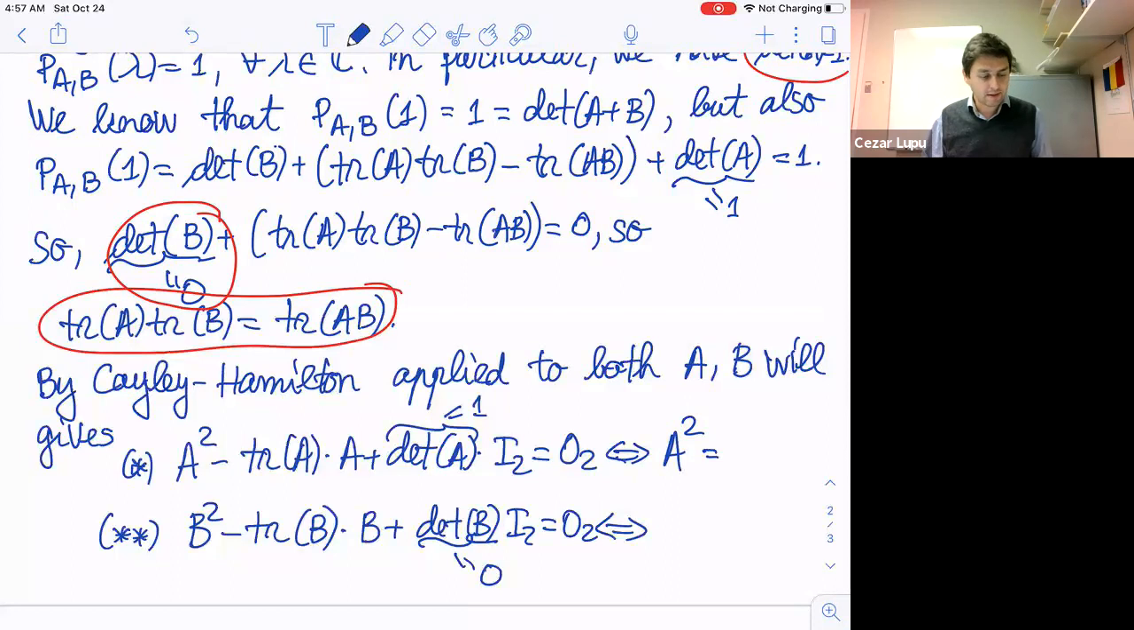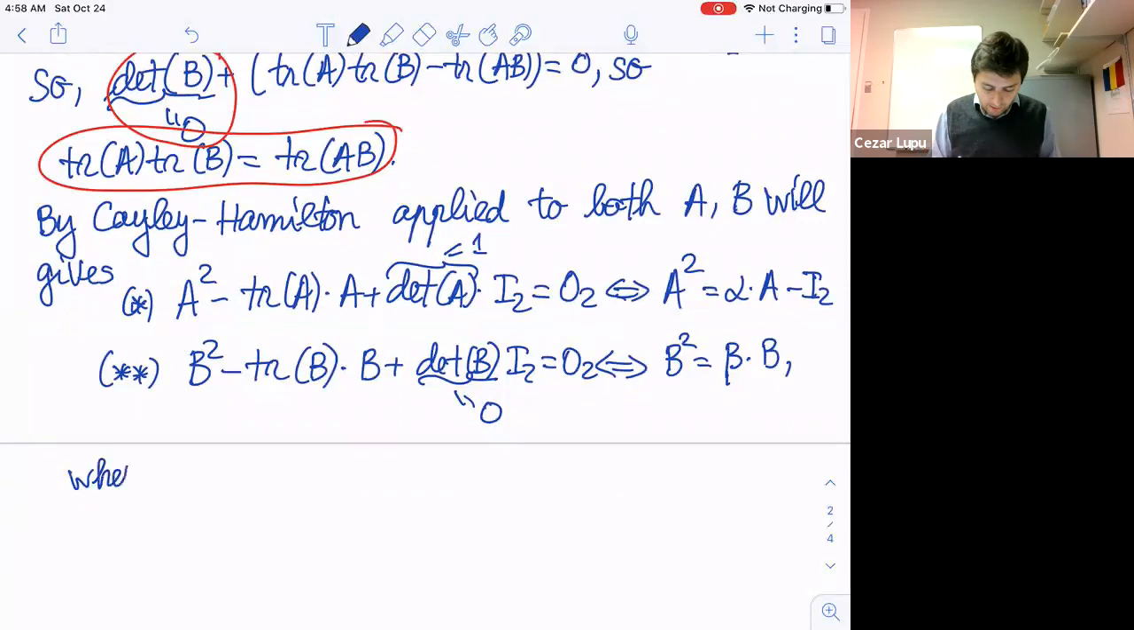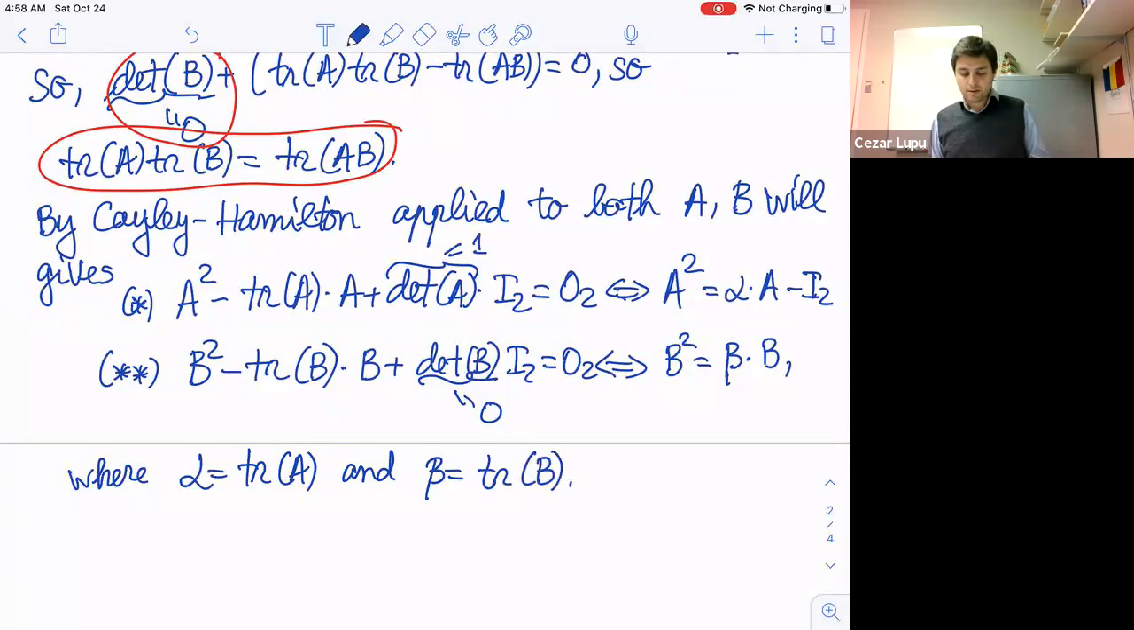let's say we can write this as, how should I write it? Some alpha. So let me write the trace of A to be alpha. So it's alpha times A minus the identity. And from here, B squared is nothing else than just beta times B, right? And this will be 0, where alpha is trace of A and beta is trace of B. Okay.